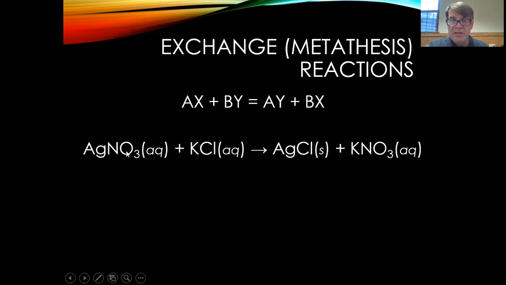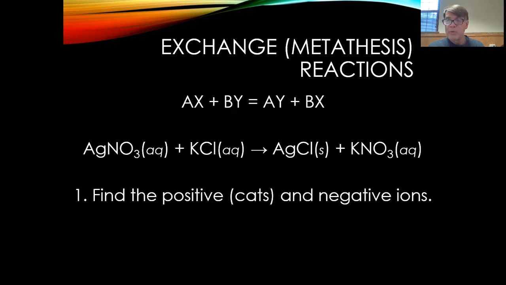The nitrate doesn't want to dance, and the potassium doesn't want to dance. But the silver and the chlorine want to dance. Okay, so that's an exchange reaction. How do we come up with this?